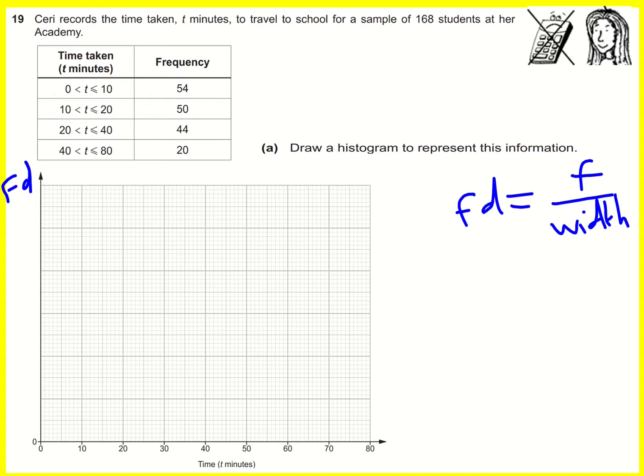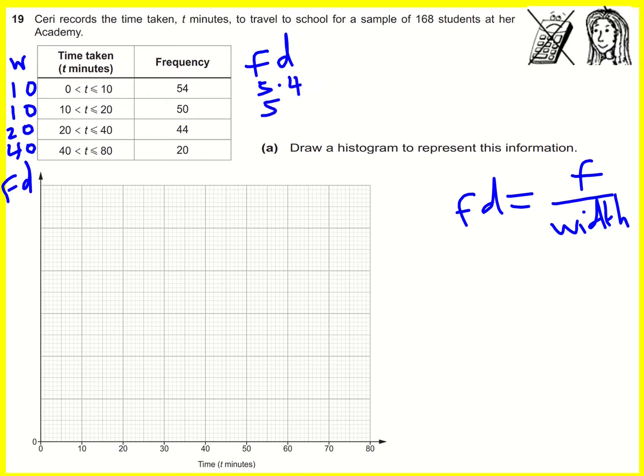Right, let's work out the width. I think I'll do the width over here, in fact. So the width is going to be 10, 0 to 10, then 10 again, then 20, and then 40. So the frequency density is going to be 54 divided by 10, it's going to be 5.4. 50 divided by 10 is going to be 5.